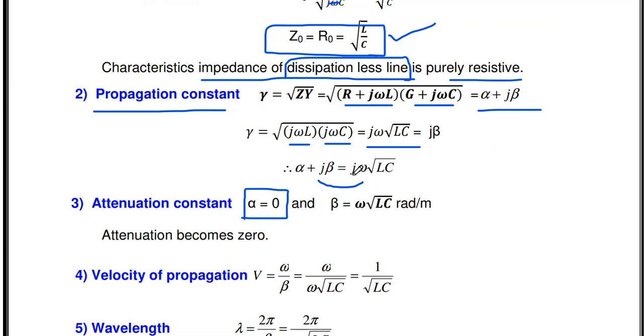Okay, then if you are comparing this imaginary part, we will get beta. What is beta? It's the phase constant. So beta equal to omega into square root of LC. So this is the attenuation constant and phase constant of the zero dissipation line. From that we can say that for zero dissipation line, the attenuation becomes 0. We already know zero dissipation means there is no power dissipation, so no power dissipation means the attenuation is 0.